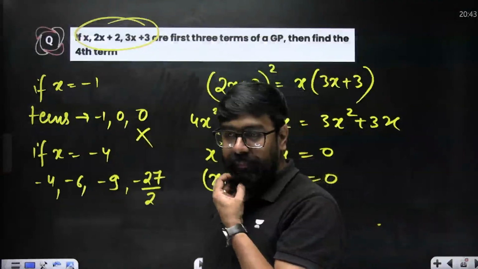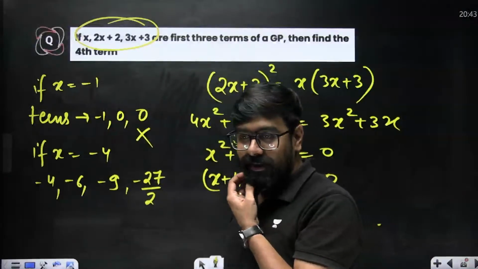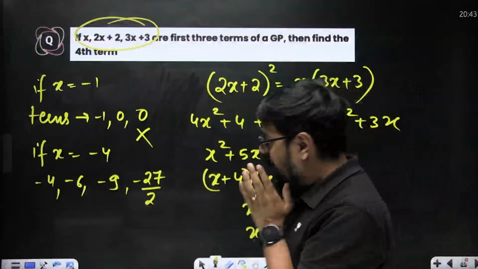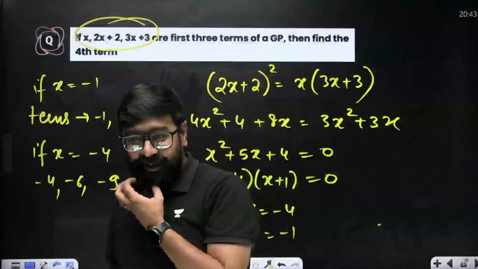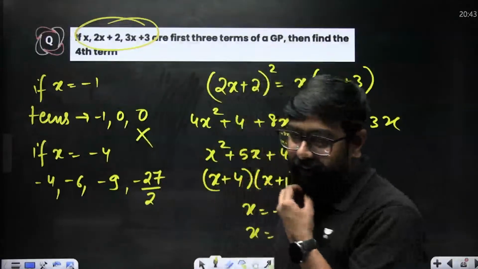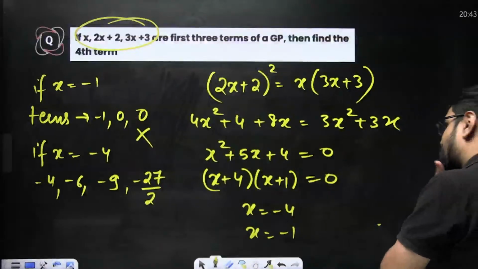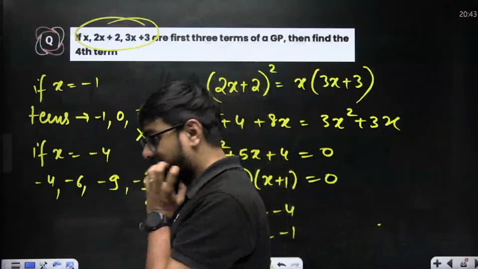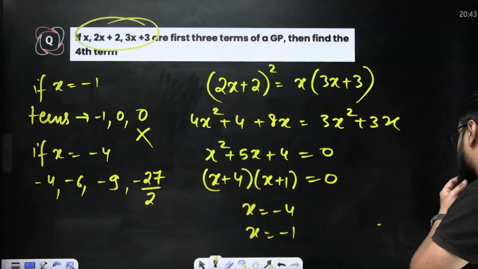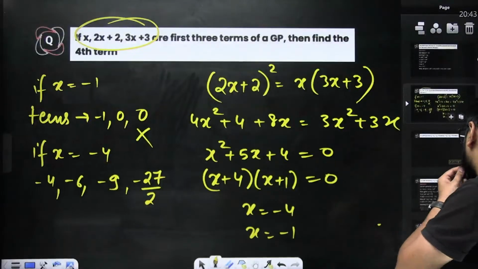Direct solving. That's what happens when you do it in a hurry. Okay, now slow. All right, understood? So this is how you can check.